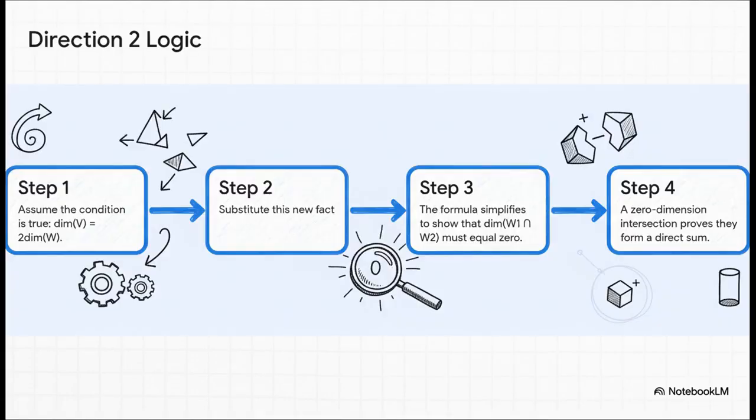But wait, we have to check the alibi from the other direction, remember? So now let's assume our newfound rule is true. We'll start with the idea that the dimension of V is double the dimension of W. Let's plug that back into our formula and see if it forces W1 and W2 to snap into a perfect direct sum. And it works.